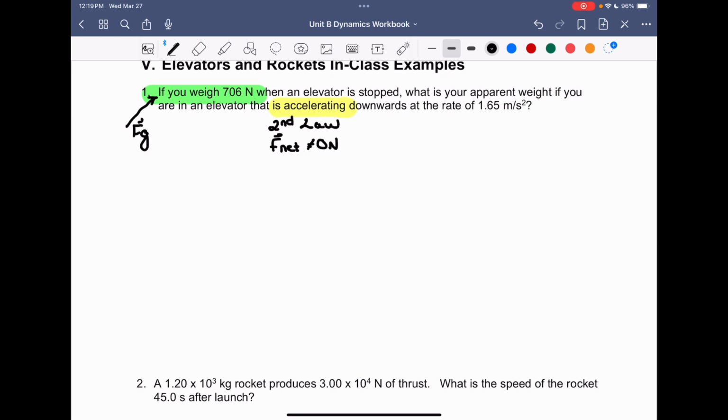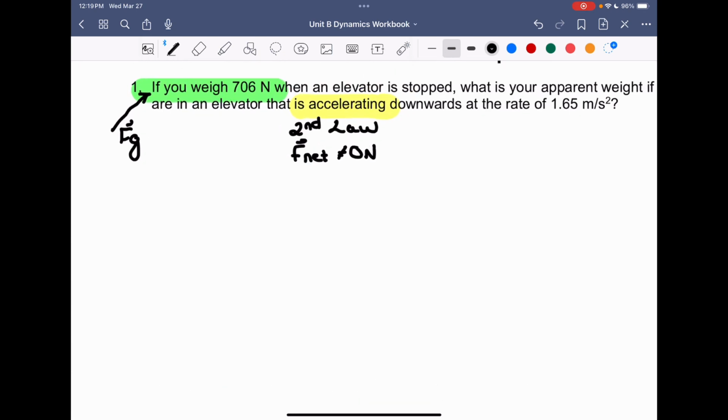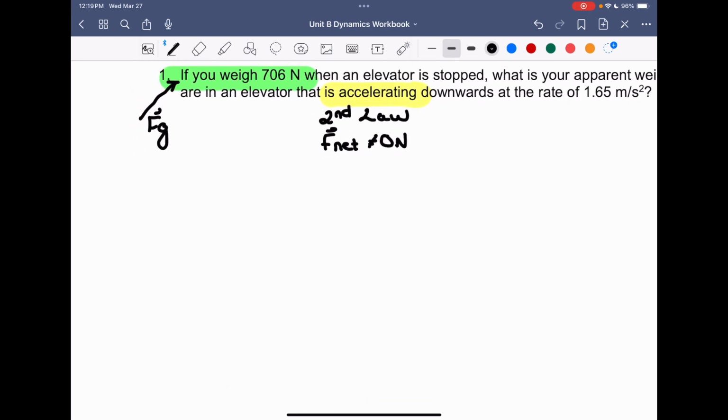One thing I want to derive right away is, in this problem, they didn't give us any mass. And we know how critical mass is for these problems. So when they say, oh, you weigh this when the elevator is stopped, they're trying to hide the mass from you in a sneaky way. Here's how they do it. If Fg is equal to 706, Fg is equal to mass times gravity by definition. If I isolate this for mass, it's going to give me mass is equal to Fg divided by g.